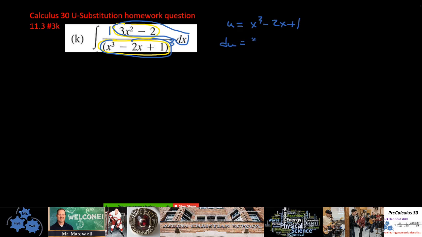du is going to be 3x squared minus 2 dx. And I have 3x squared minus 2 dx. I have that exact thing. So I can replace this now with du. And I can replace the rest of this over here with 1 over u cubed. So let's take a look at that. So we're going to have this blue thing here is just du. This over here, 1 over u cubed, is what we have as our function.